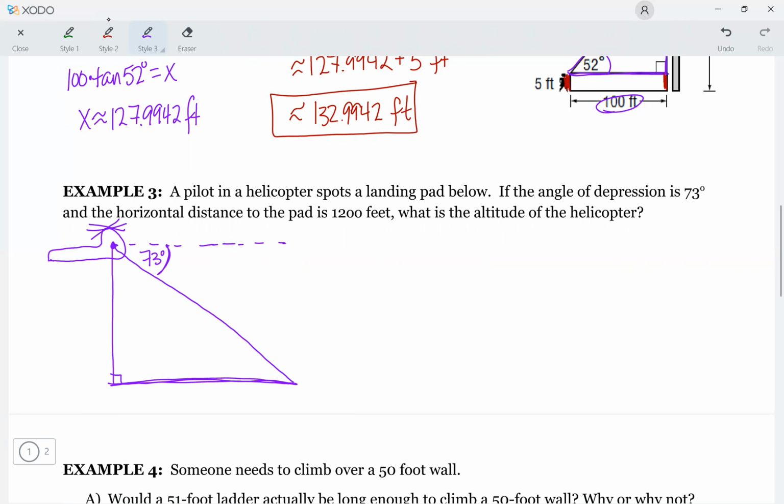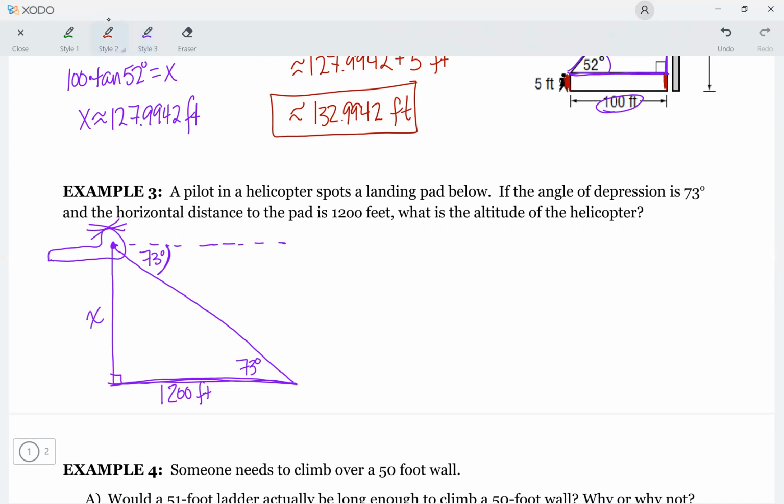So our angle of depression that we labeled is actually the same as the angle of elevation if somebody was down at the ground looking up at the helicopter. I can keep labeling. So the horizontal distance to the pad is 1,200 feet. All right, what is the altitude of the helicopter? However, altitude really means height. So we are solving for the height at which the helicopter is sitting.